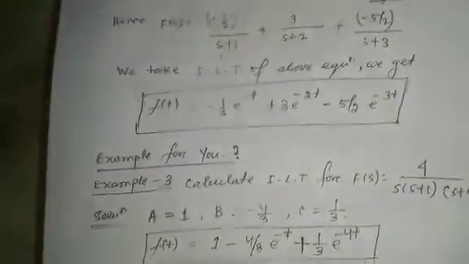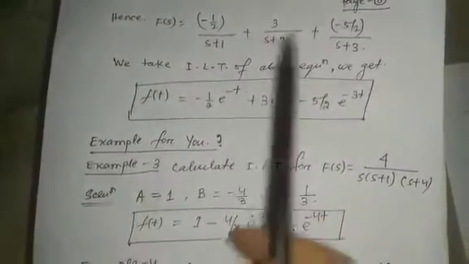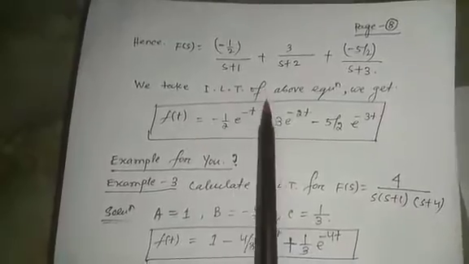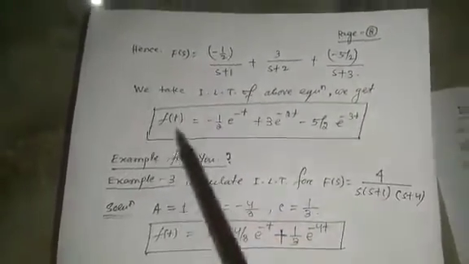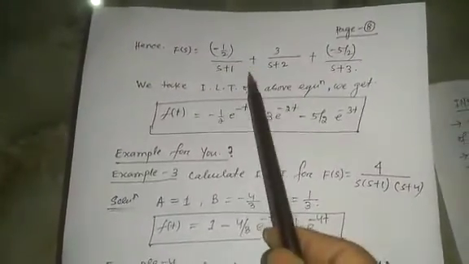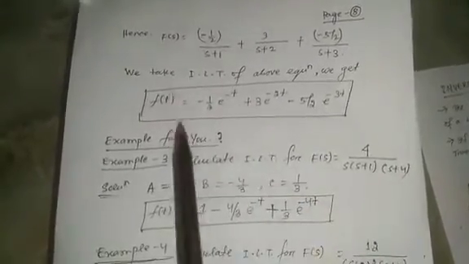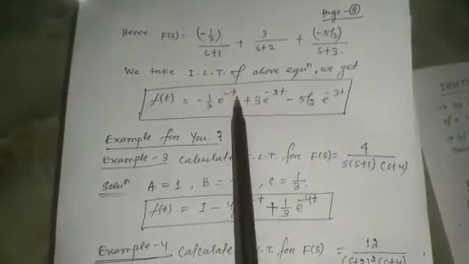You see here this expression, minus half divided by s plus 1, 3 divided by s plus 2, plus minus 5 by 2 into s plus 3. To calculate the inverse Laplace transform of the above equation, we can get f of s inverse f of t. Minus half is the constant, 1 divided by s plus a, at the place of a just 1 is present, e to the power minus 1 into t, e to the power minus t.